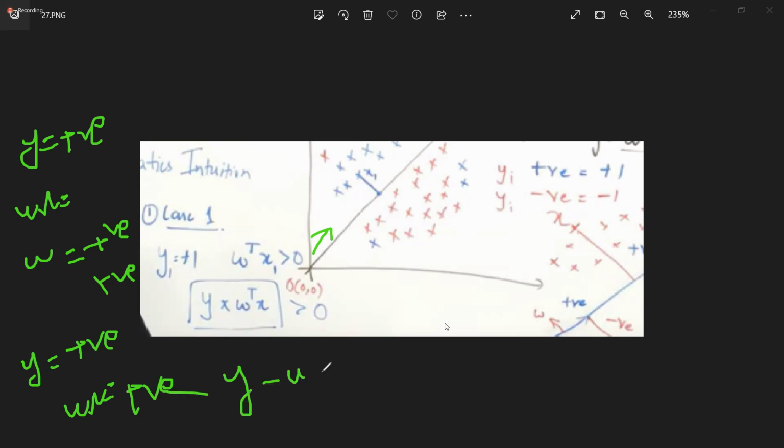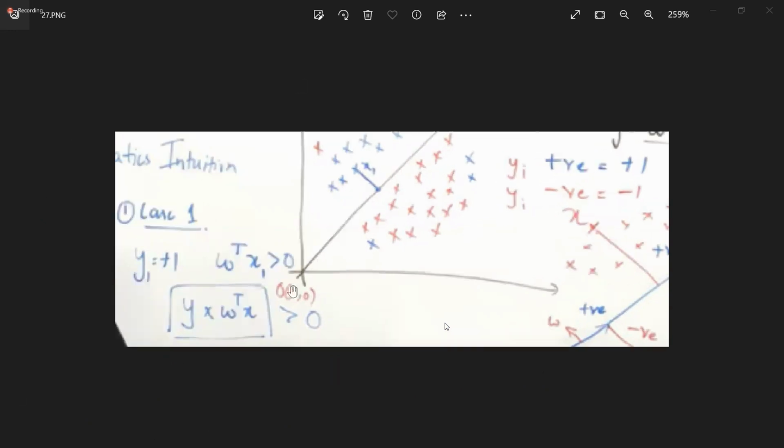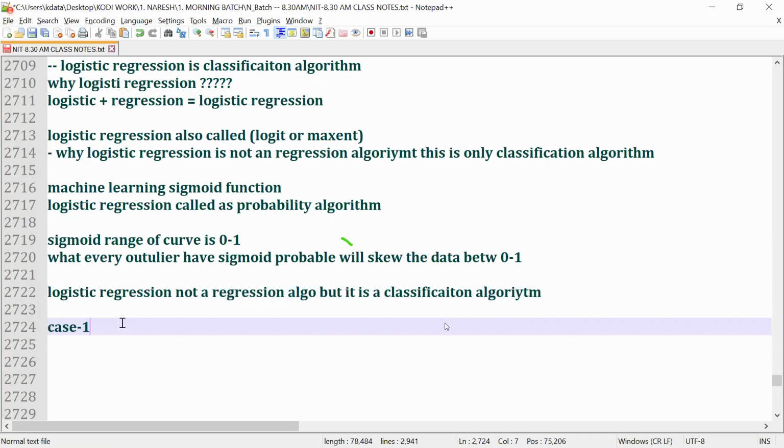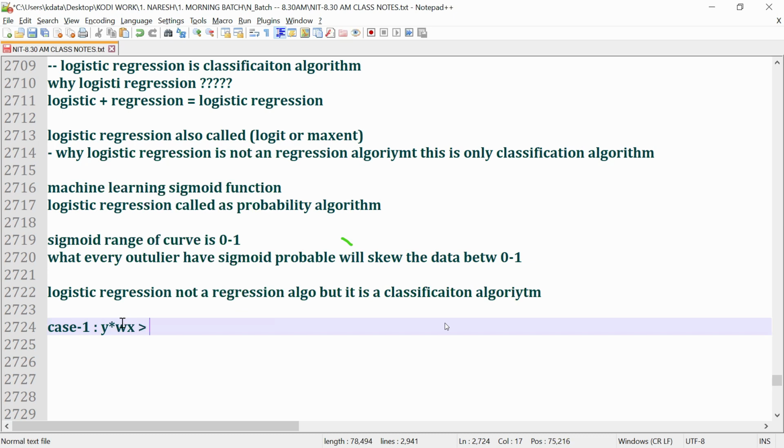Can I say y into wx is greater than 0 or not? Online team, I'm talking to you guys. Is everyone clear on what I'm saying? So y into wx is greater than 0. Y is positive, w is positive, x is also positive, so each condition is positive. That's why I can say y into wx is always greater than 0. Positive means greater than 0, isn't it? Next, go to this part. In case 1, we found the condition y into wx is greater than 0.